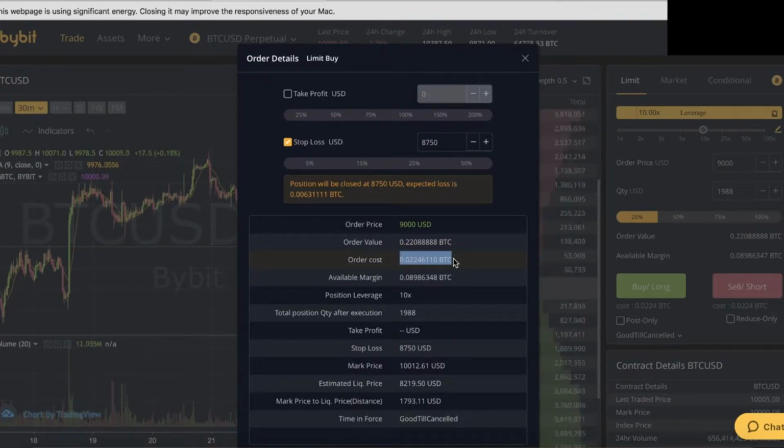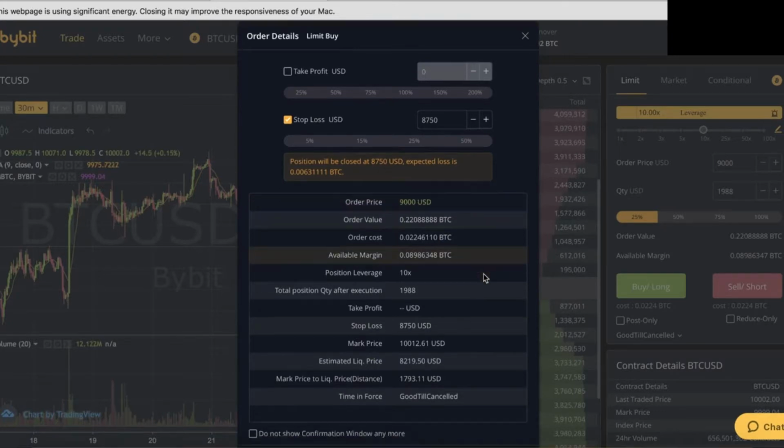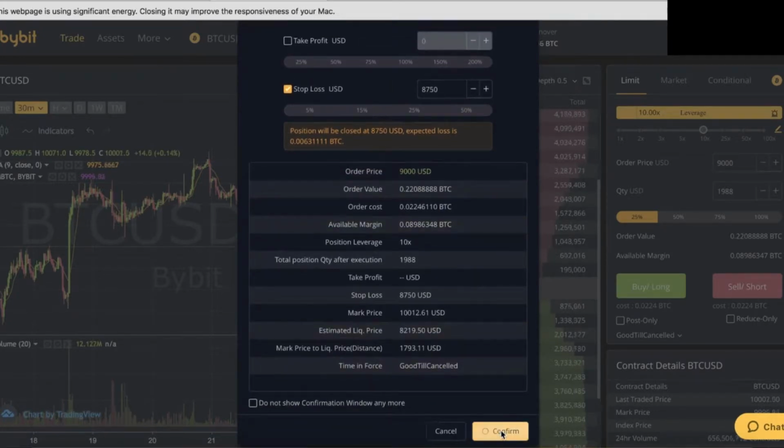It essentially means that my loss has been multiplied by 10 times, but I stopped the loss from going significantly lower, potentially down to liquidation, at which point I lose all of what I put into the trade, which in this case would mean I lose 25% of my trading balance in Bybit. I would lose all of that money if it goes down to liquidation. The stop loss prevents that. So now I can click on confirm.